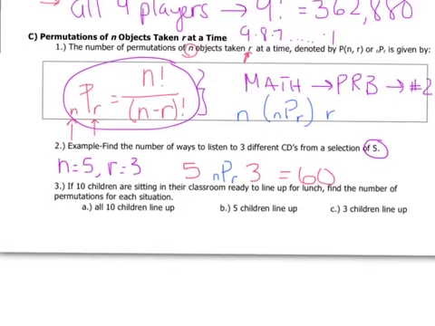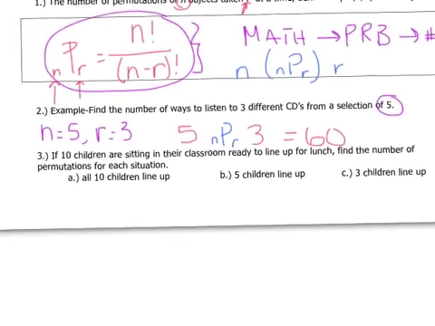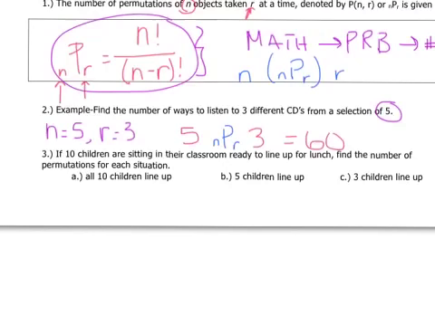All right, let's look at the next example. 10 children are sitting in their classroom ready to line up for lunch. Find the number of permutations for each situation. So the total number, or the value of n in all of this, is 10. And then in each example, the number that we're choosing is going to be different. So in the first one, all 10 children are lining up, so we are choosing all 10.